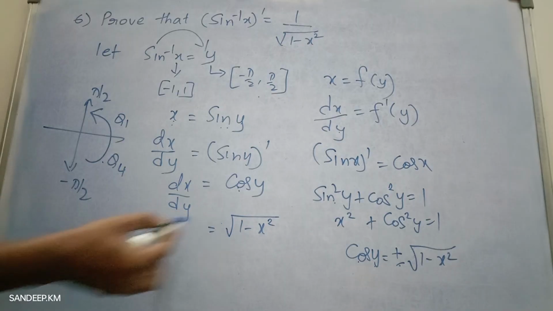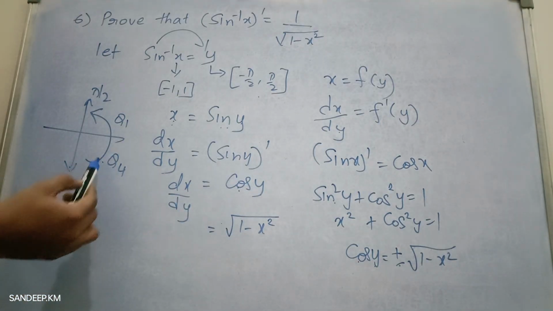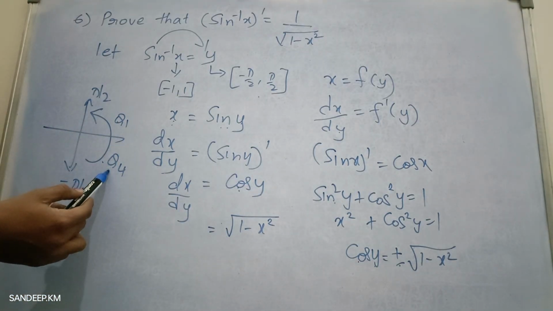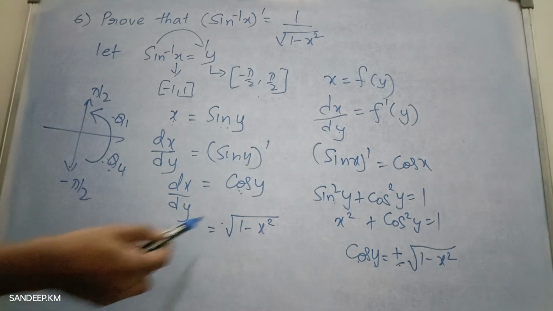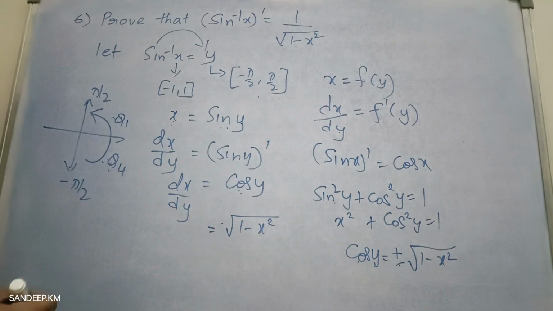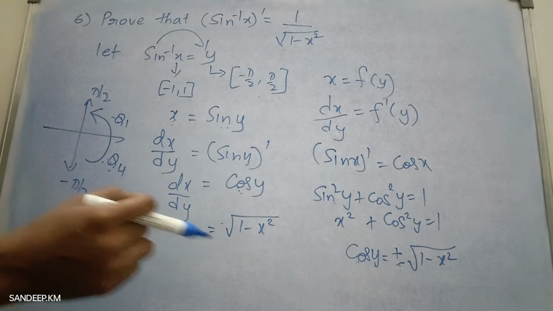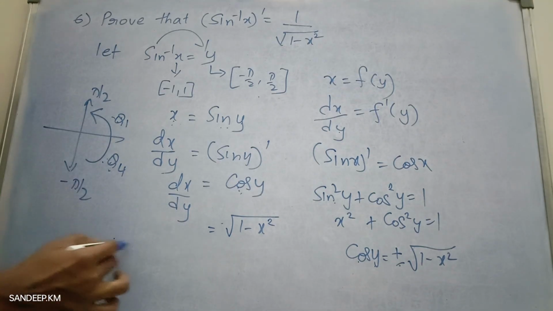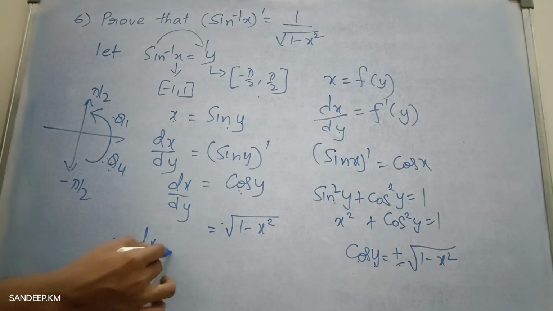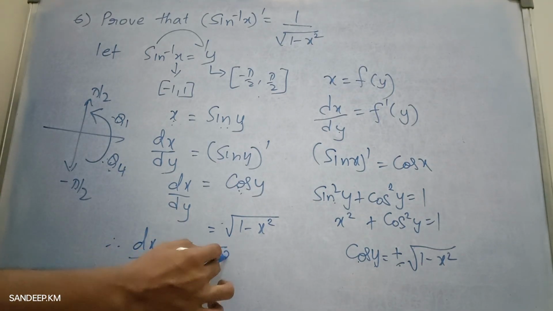We are not taking minus here because y is an angle in the first quadrant or fourth quadrant, and in these two quadrants cos y is positive. So I will take only the plus symbol. This is very important while solving questions on inverse trigonometric functions. Okay now, so what did I just get? I got dx by dy is equal to root of 1 minus x square.